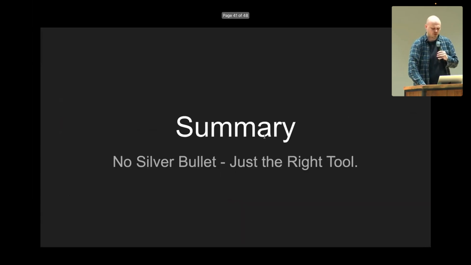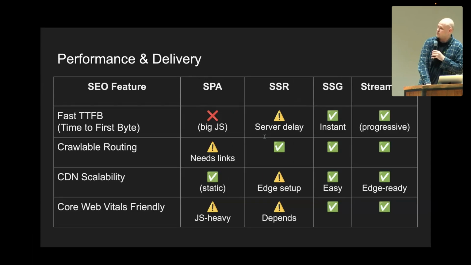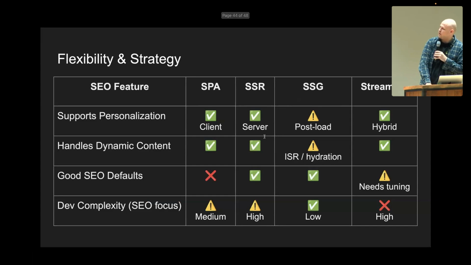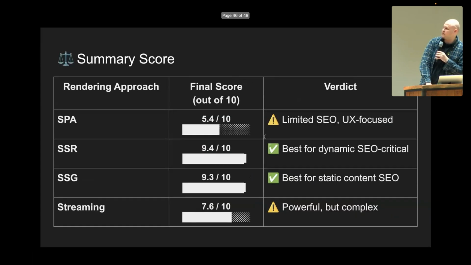Yeah, overall like this, no silver bullet, not the best solution, any of them. Of course, it's calling like SEO against the SPA. This one is about the initial HTML, metadata, work without JS, first byte, all the stuff that we actually discussed, but in the table: flexibility and strategy, summary grid, and overall the score depends on all this stuff.